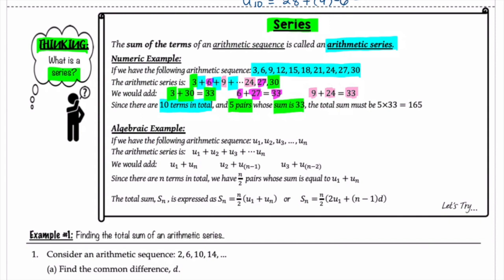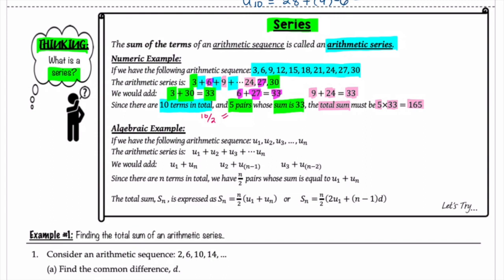33. So how do I get this number? I take the total amount, divide by 2, giving us that 5, which tells us that the total sum must be equal to 33 times the amount of pairs, which in this case would be 165. So if I were to add the arithmetic sequence 3, 6, 9, 12, 15, 18, 21, 24, 27, and 30, the sum will be equal to 165. You can try it. Add those numbers up.